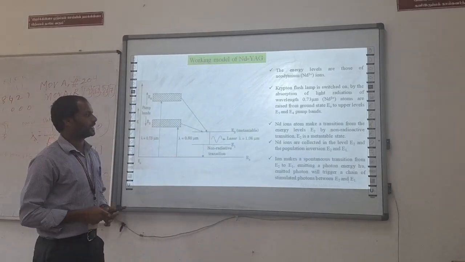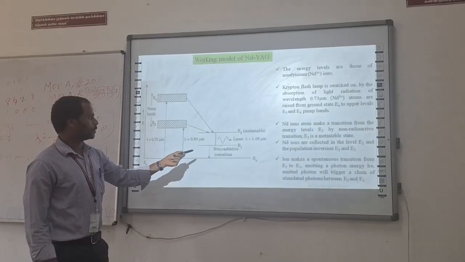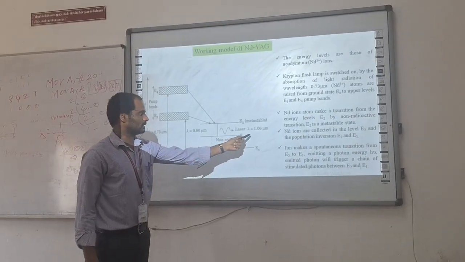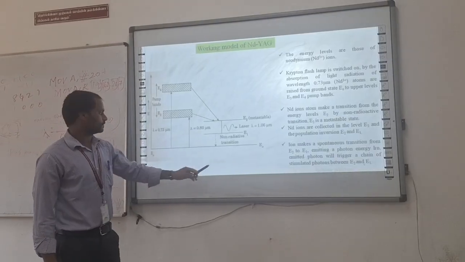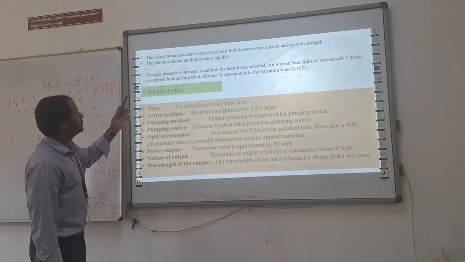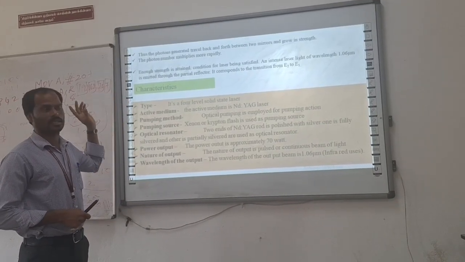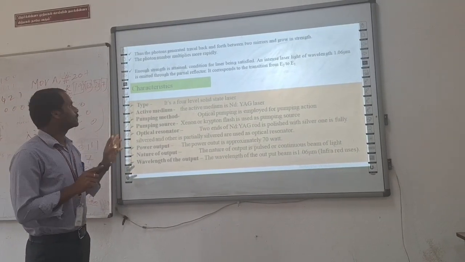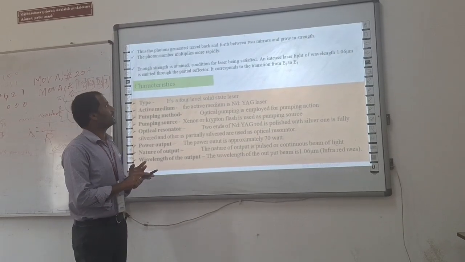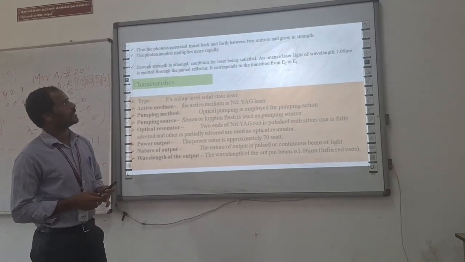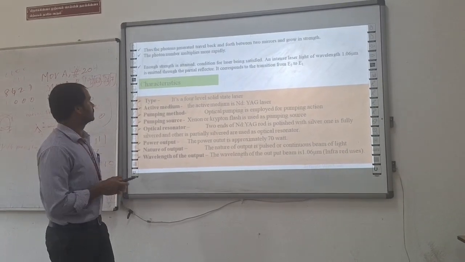This is the spontaneous transition from E2 to E1, emitting photon energy, and finally we get these values. This is the chain reaction. The photons generated are reflected between the two mirrors, the partially reflecting mirror and the fully reflecting mirror, which play the major role. The number of photons multiplies rapidly, giving more output.